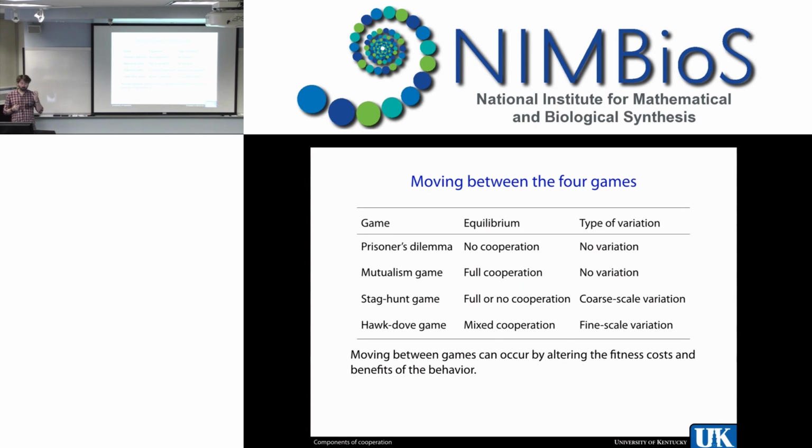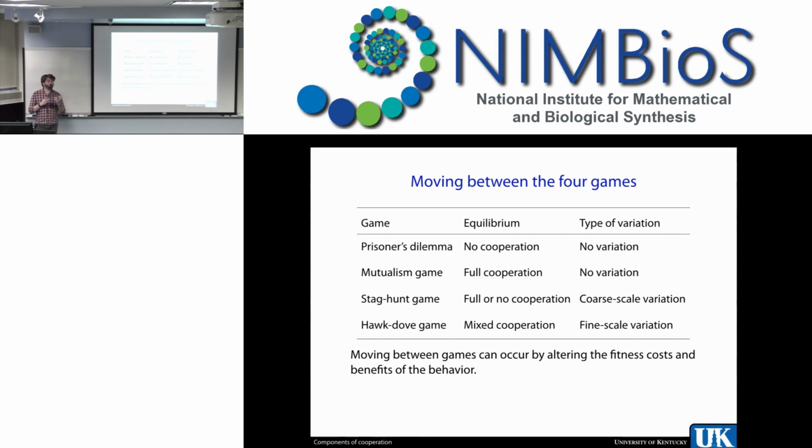So there are four games, the four elementary games from a two-player evolutionary game, that give you these outcomes: either directional selection and no variation, or fine scale or coarse scale variation for the stag hunt and hawk-dove games.